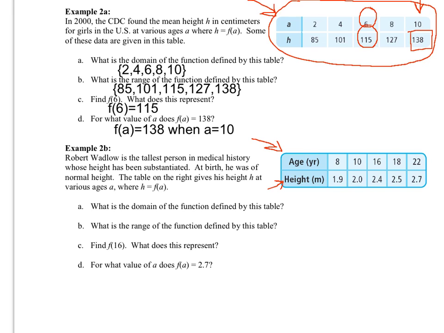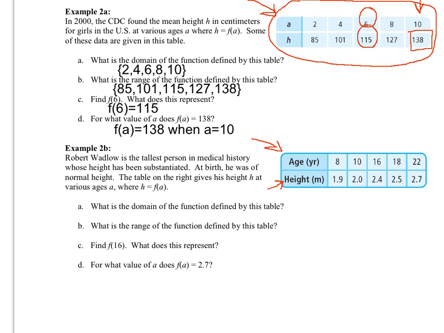At 8 years old, he was 1.9 meters, not feet. That'd be pretty short. At 10 years old, he was 2 meters. At 16 years old, he was 2.4 meters tall. At 18 years old, he was 2.5 meters tall. And at 22 years old, he was 2.7 meters tall. See if you can figure out the conversion to feet to see how tall he would really be when he was 22.